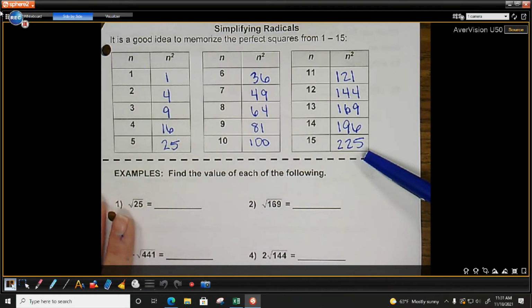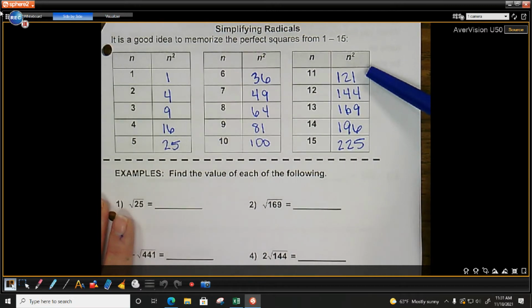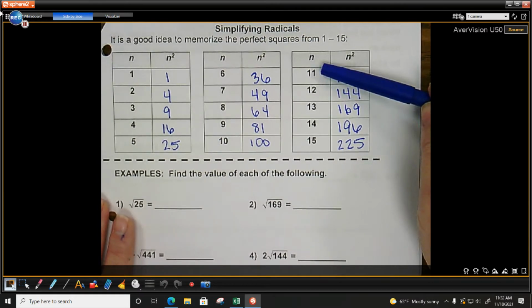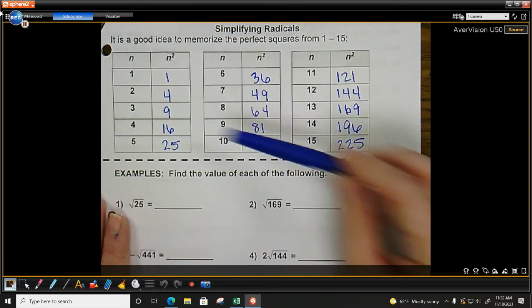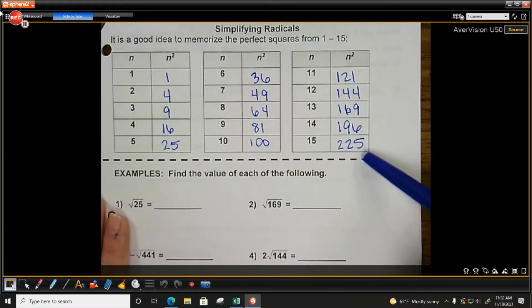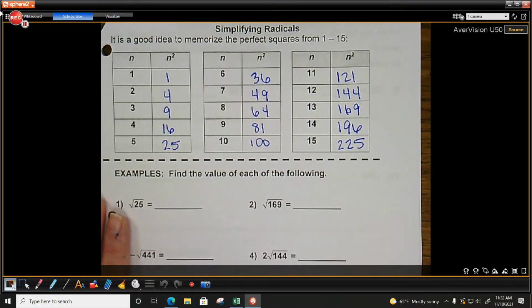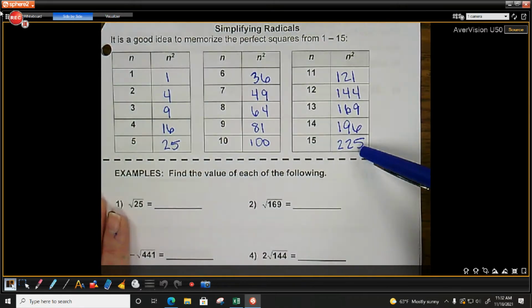Okay? What does that mean? I can take the square root of 121 and I would get a whole number, 11. Is there any perfect square that's not on this list that's between 1 and 225? Like, is 6 a perfect square? Is 6 on my list of perfect squares?